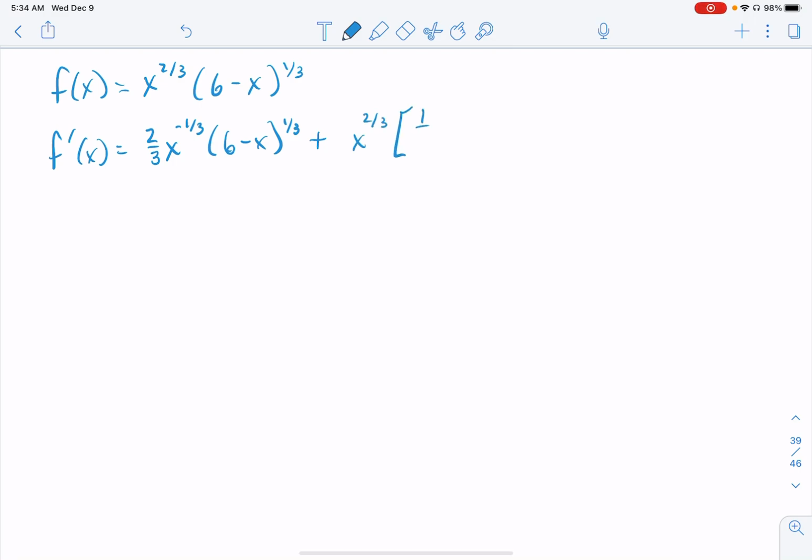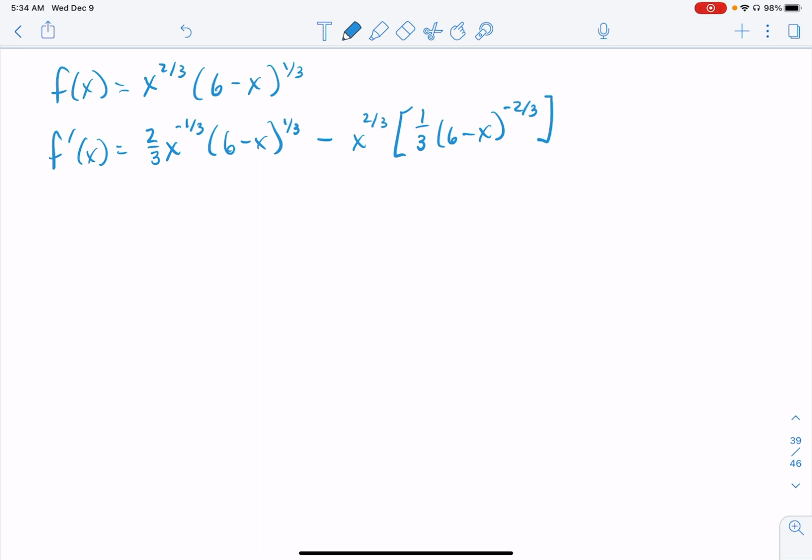So I'll have to leapfrog that power down, 1/3 times 6 minus x to the negative 2/3, and then you have to multiply it times the derivative of the interior because it's a composite function, and that's just going to be negative 1. You know what I'm going to do? I'm just going to put the negative right here where this plus sign is, and that should take care of it. Okay, so before we move on, we need to do some fancy factoring to clean this thing up for sure, because as it sits, it's going to be really hard to get some critical values unless it's written as one complete little fraction here.